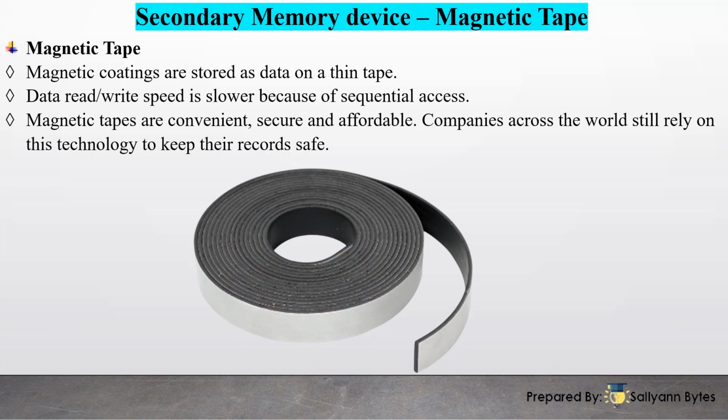The next secondary memory device is the magnetic tape. Magnetic coatings are stored as data on a thin tape. Data read or write speed is slower because of sequential access. Magnetic tapes are convenient, secure, and affordable. Companies across the world still rely on this technology to keep their records safe.